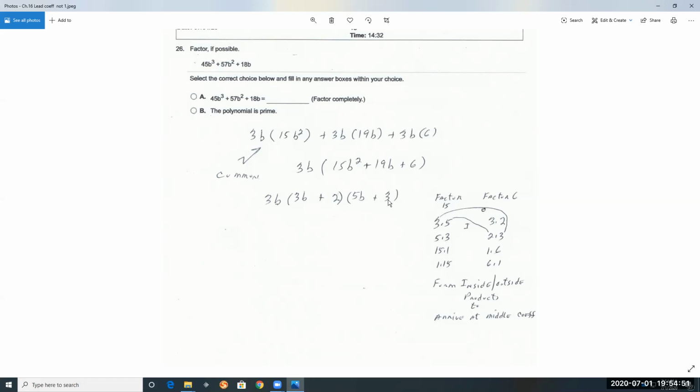I then need to figure out my sign. Well, the inside product is 10b, and the outside product is 9b. How can I get a positive 19? By making these two symbols plus. Do I also get the sign of the last term, plus 2 times plus 3? And the answer is yes. So I've completely factored the original problem by pulling out a common factor and then factoring the trinomial that has a lead coefficient greater than 1.